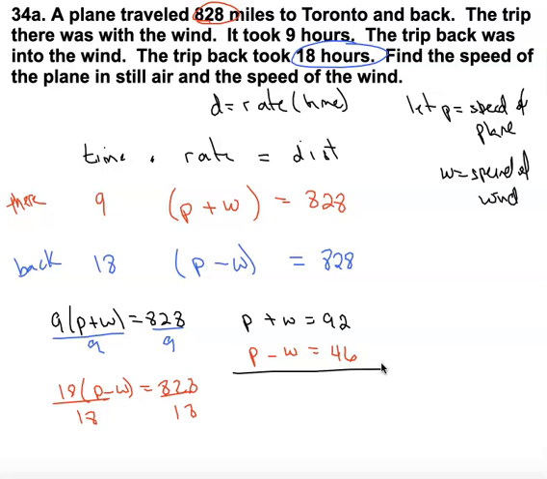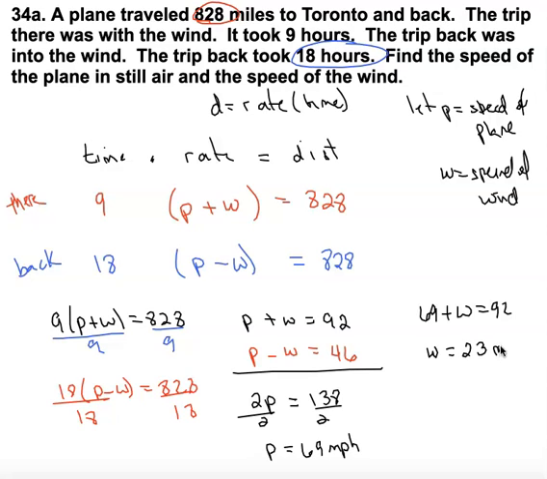All right, and then this just becomes a system of equations. By elimination, 2P equals 138. Divide by 2, divide by 2. And P, which is the speed of the plane, is equal to 69 miles per hour. So small plane there. And once you know that, you can go back into either of those two equations. I could say 69 plus W equals 92, and you get W is equal to 23 miles per hour.